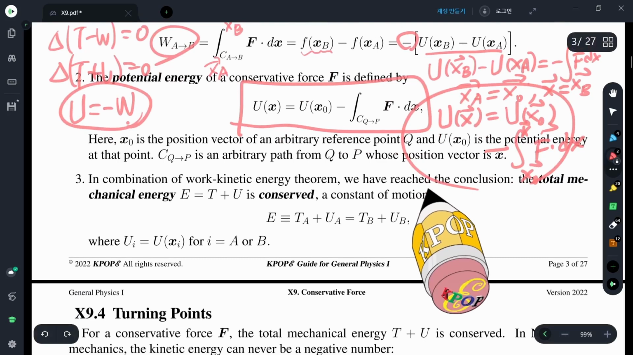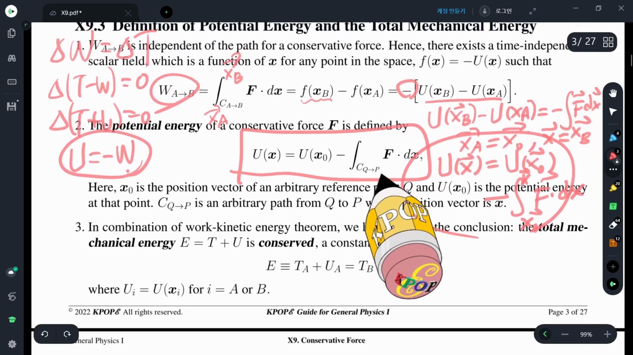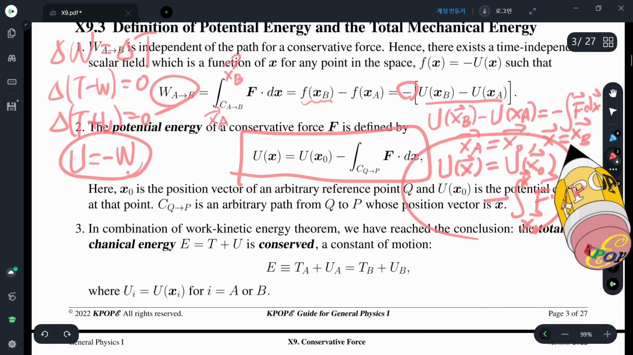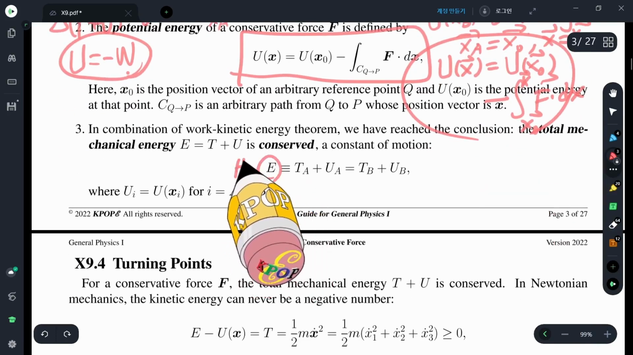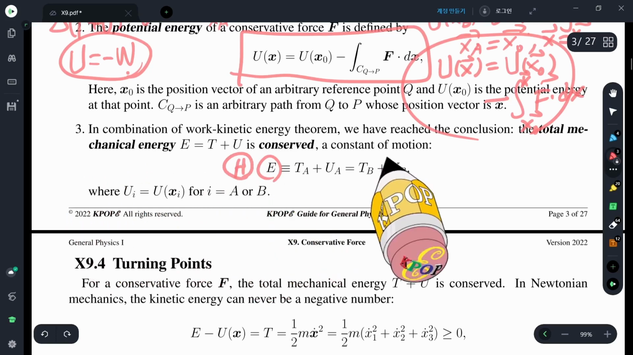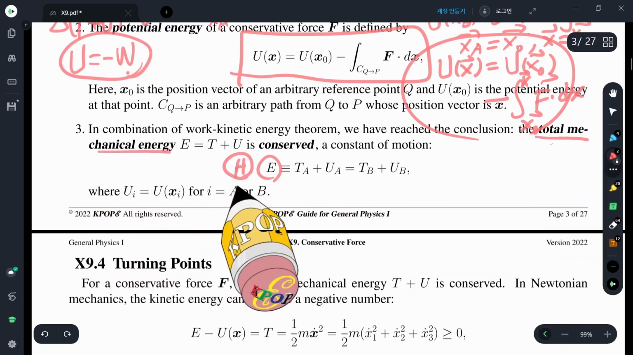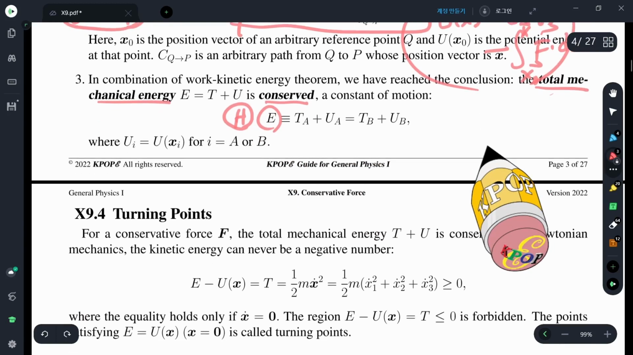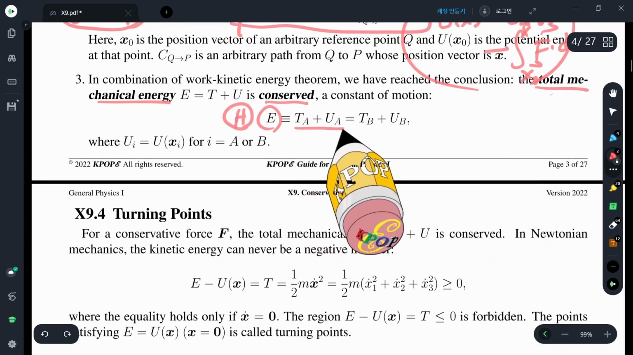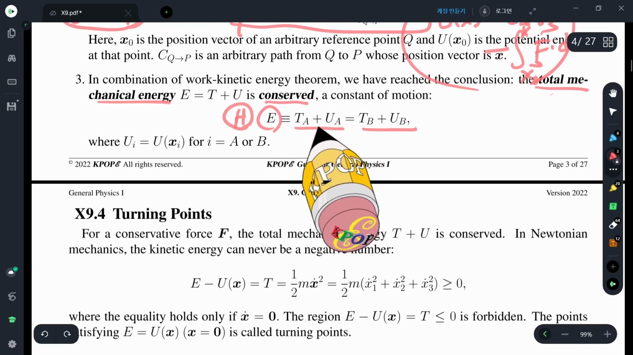As soon as we define the potential energy in such a way, the total mechanical energy, that is the Hamiltonian, is conserved independent of time. So at point A, at point B, the sum of potential energy and kinetic energy is always the same.